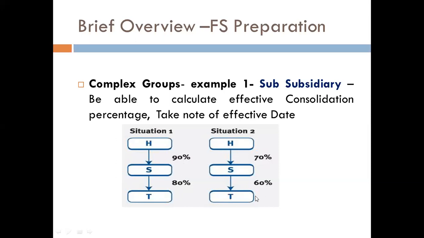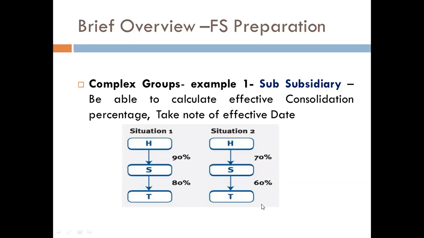Now, it is important to also note that, for example, if you have the second situation, 70-60, if you take 70 and you are trying to get effective ownership, it is 70 times 60, and probably that will give you 42%. Now, the question here is, if you have 42%, will H consolidate T, since it only has an effective ownership of 42%? That is the question. And the answer is yes. It will still consolidate, but of course, when it is consolidating T, it will use that 42%, while the non-controlling interests will take 58.